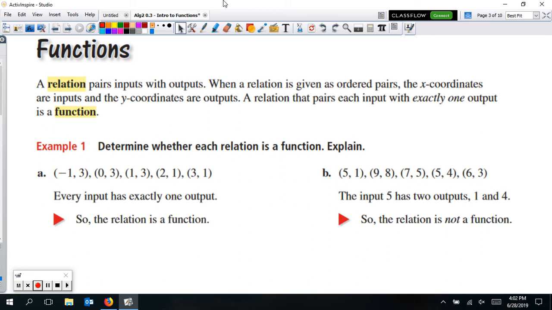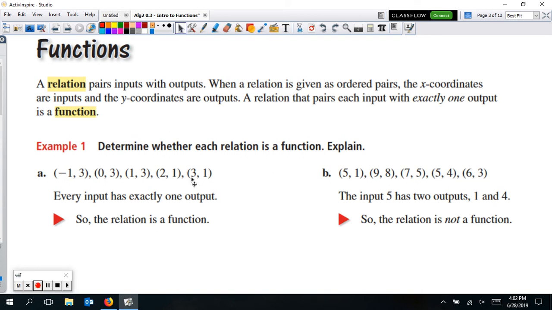So when a relation is given as ordered pairs, as it says here, the x coordinates are inputs, and the y coordinates are the outputs. So we know this as an ordered pair, and you should know that. It's what's called an ordered pair, an x and a y. X is always first, y is second. The first part is the input. The x coordinates are the inputs, and the y coordinates are called the output. And so this right here is just a set of inputs and outputs. It's a set of ordered pairs. And so that is a relation.